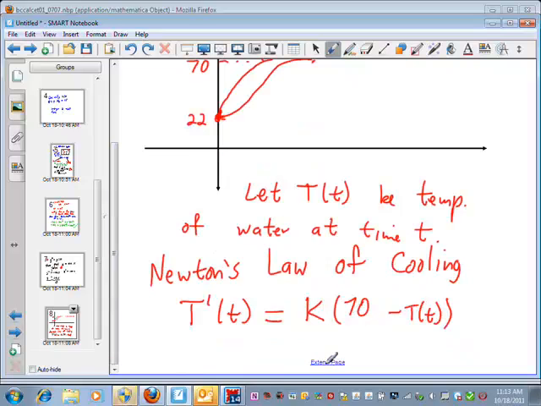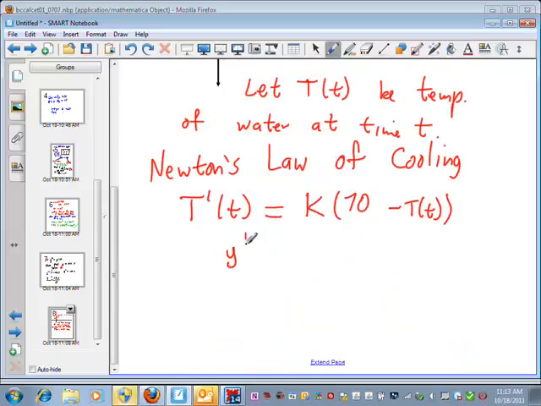So I want to do this in a nice way. y prime equals k times (70 minus y). We'll drop the t for a moment. I'm going to solve that. What do you think the k depends on? I said it's proportional. What is that constant? What does that constant have to do with? Water. It's a statement about water. That constant would be different if it were Coke, or if it were apple juice. Maybe.